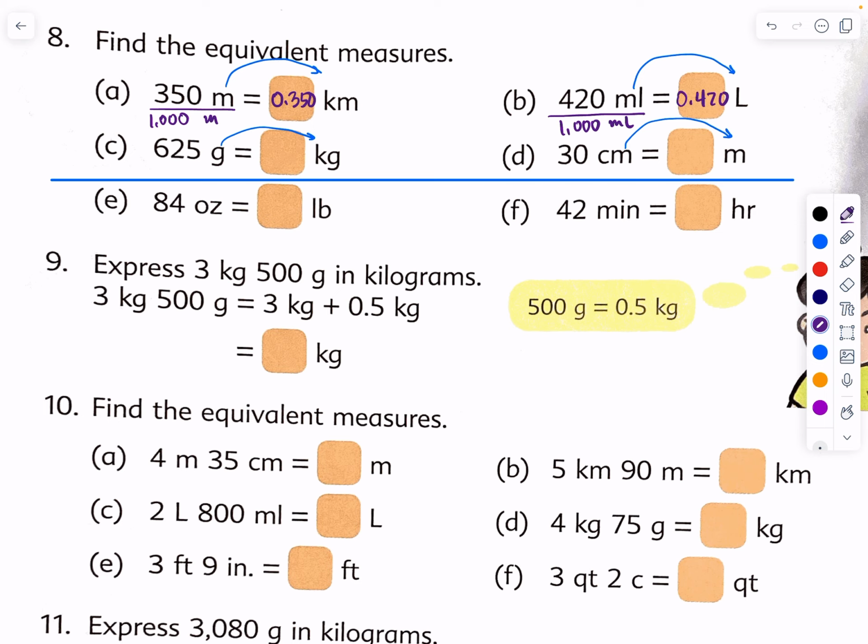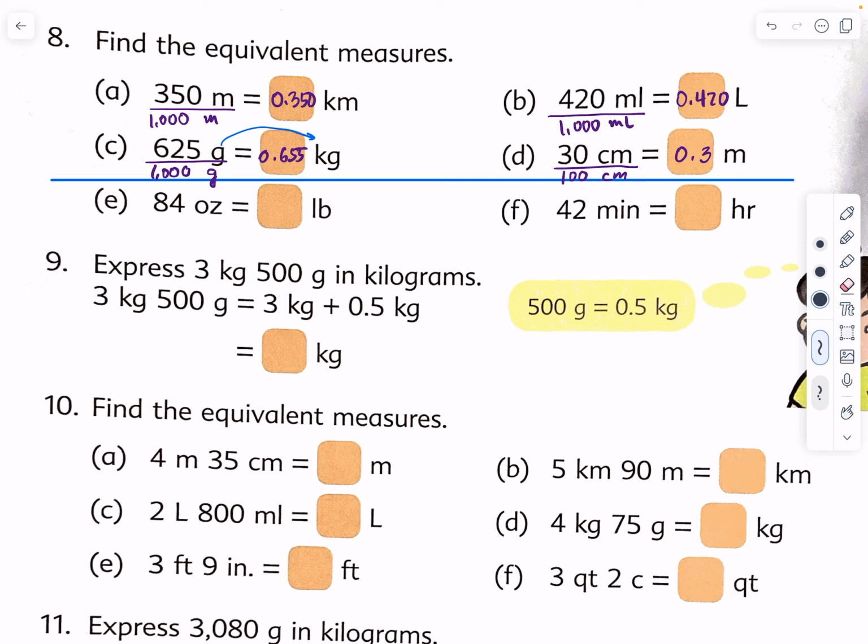Next example, 420 milliliters out of 1,000 milliliters, that's 1 liter, that would be 0.420 of a liter. 625 grams out of 1,000 grams, right? That's a whole kilogram, is 0.625 kilograms. And 30 centimeters, we're converting into meters, out of 100 centimeters, right? It is 0.3 meters.